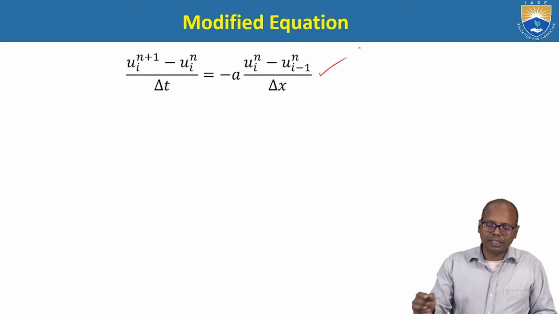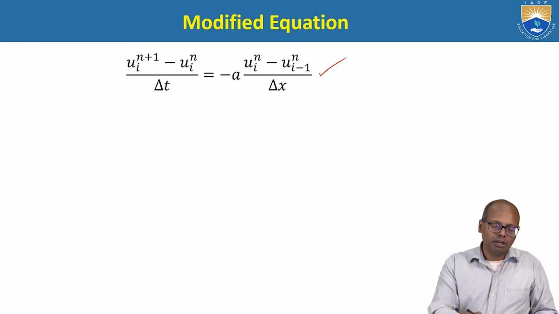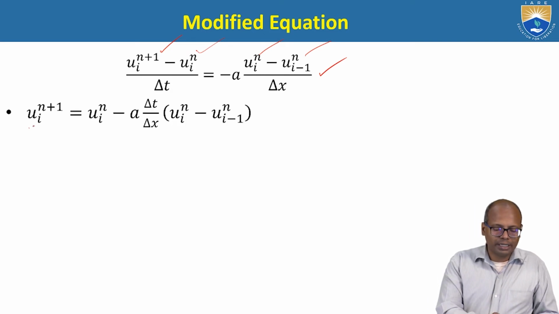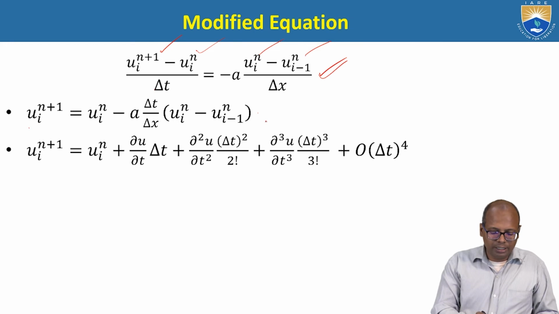Now this is the finite difference formulation that we have. What I have to do is substitute the expansions for u_i^(n+1), u_i^n and u_(i-1)^n. So what is this u_i^(n+1)? First, I am transforming this into a normal equation. When I take this delta x here and put it here, in this equation I am substituting the Fourier expansions. So this is the Fourier expansion for u_i^(n+1).